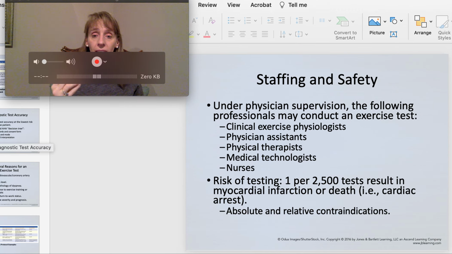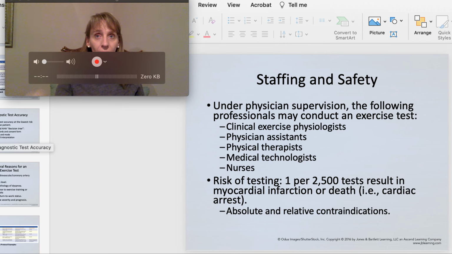The risk of testing, the risk that may result in either someone having a heart attack, an MI, or dying is 1 in 2,500. Okay, so 1 in 2,500 tests, so pretty low risk. There's things called absolute and relative contraindications. So you will know before testing someone what their likelihood is going to be. How high of a risk are they before you go into doing the test, which helps you keep on your toes a little bit more for watching hemodynamic changes, symptomatic stuff that the client, the patient may be complaining of.